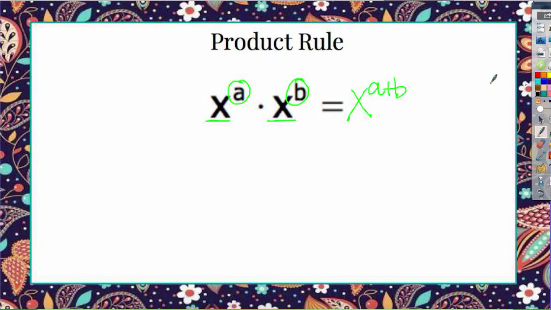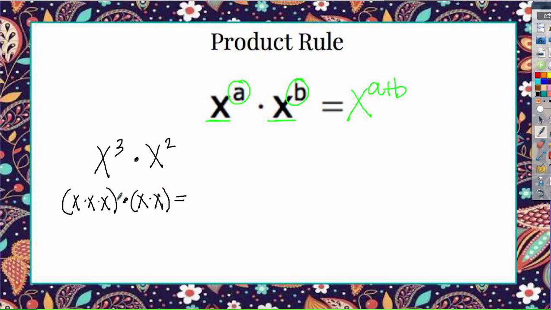So what that would look like is, say I have x cubed times x squared. Well, that's really x times x times x times x times x. And so that's really 1, 2, 3, 4, 5 of these x's being multiplied by each other, which is why x cubed times x squared comes out to be x to the 5th power. It works the same way with number bases. So if I had 2 cubed times 2 to the 4th power, that would be 2 to the 7th power.